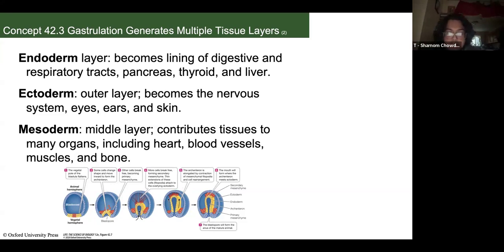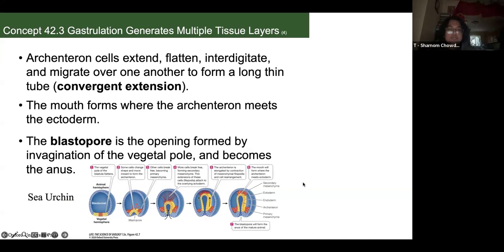Eventually, this causes the mouth to form at the very top. At the animal hemisphere, the mouth will form where the archenteron meets the ectoderm, while the blastopore will form the anus of the cell, which is at the vegetal hemisphere. So like it says here, archenteron cells extend, flatten, and migrate to form a long, thin tube. The mouth forms where the archenteron meets the ectoderm, so animal hemisphere, while the blastopore is the opening formed by the vegetal pole as the archenteron goes up, and that eventually becomes the anus.